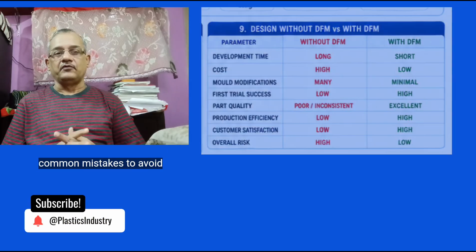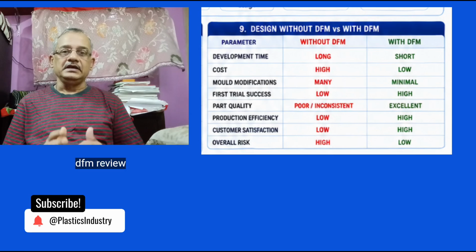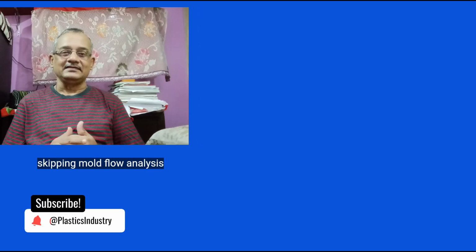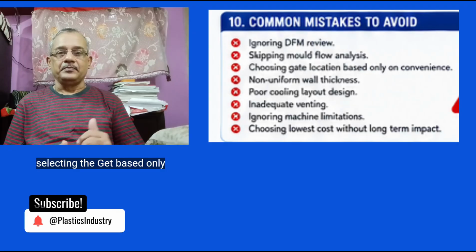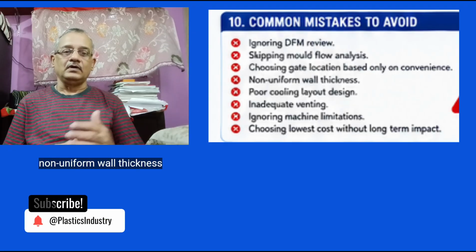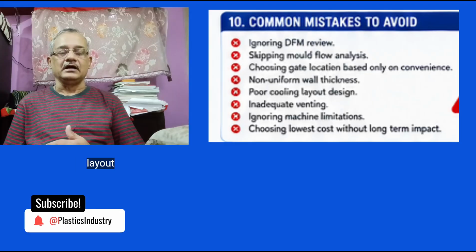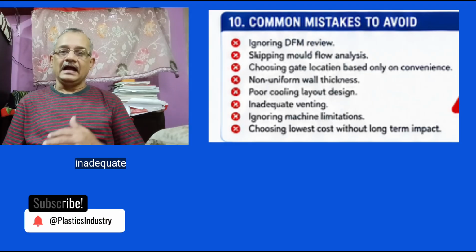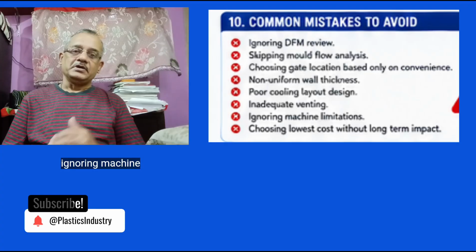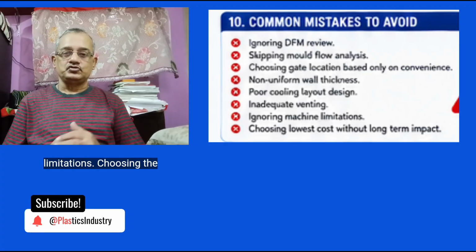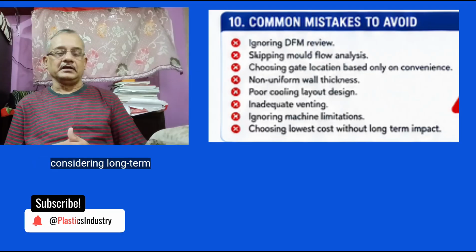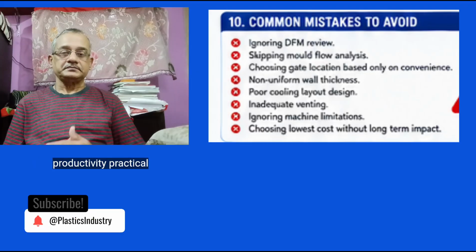Common mistakes to avoid: ignoring DFM review, skipping mold flow analysis, selecting the gate based only on convenience, non-uniform wall thickness, poor cooling layouts, inadequate venting, ignoring machine limitations, choosing the lowest cost solution without considering long-term productivity.